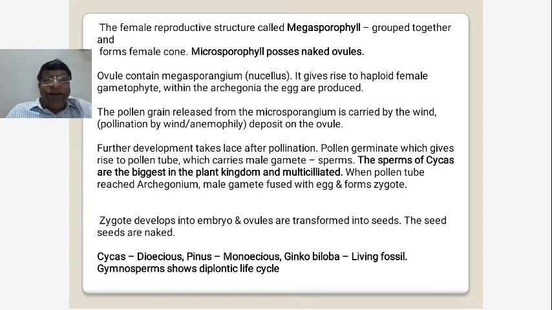Cycas is dioecious. Dioecious means male and female plants are separate. Pinus is monoecious. Both male and female reproductive structures or cones are borne on the same plant. Ginkgo biloba is considered the living fossil. The gymnosperms exhibit a diplontic life cycle.